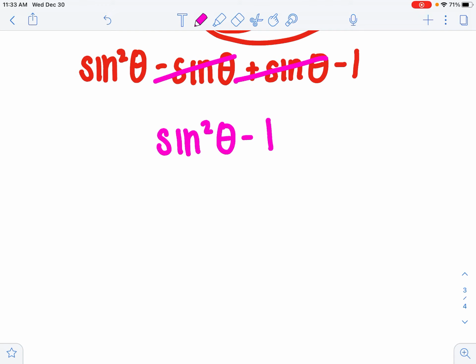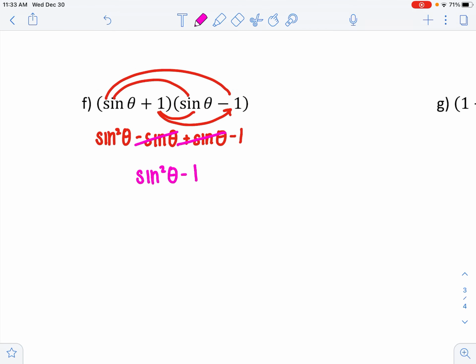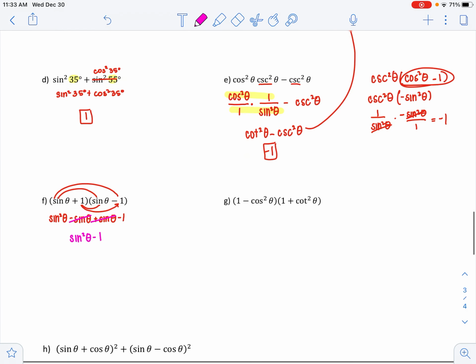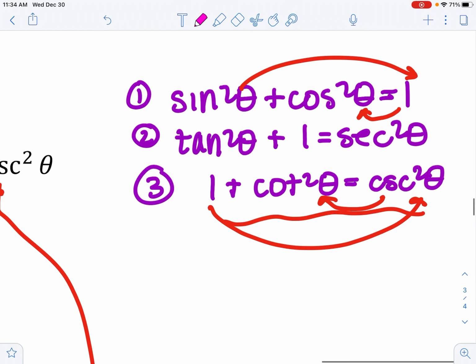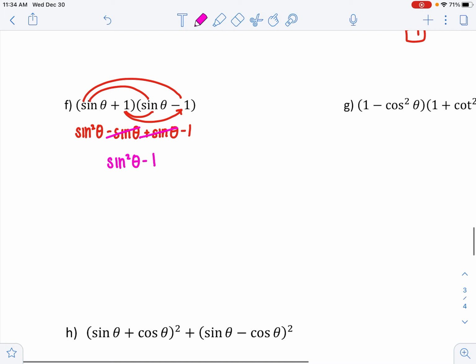So I say, okay, what can I do with this? This is two things squared, a sine squared and a 1 squared. So I say, okay, what trig identity does that look like? That looks like my first identity, but I need it to be sine squared minus 1. So I need to subtract 1 from both sides, and then this I have to subtract from both sides. So that's the same thing as negative cosine squared of theta.